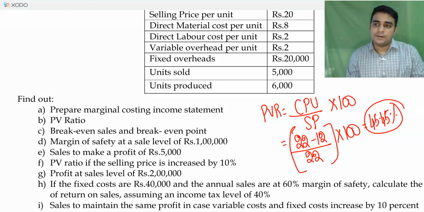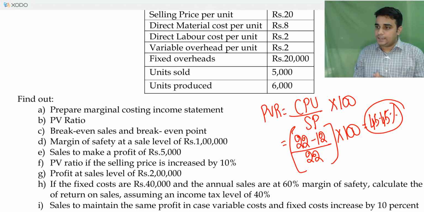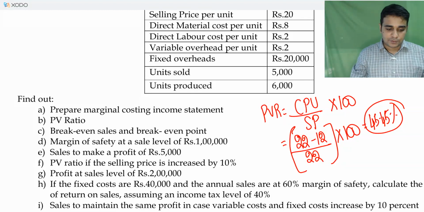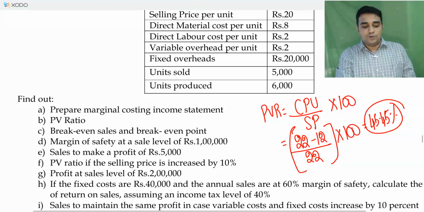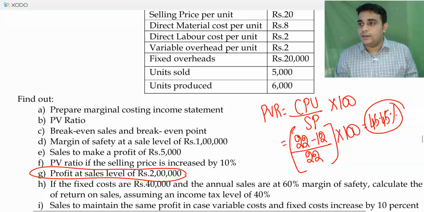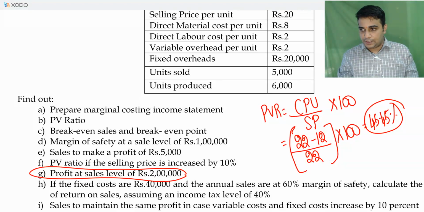Contribution per unit by selling price. Your selling price goes up by 10%, so 20 becomes 22. Variable cost, nothing has been given in the question, so remains same. 22 minus 12 divided by 22. Profit when sales is 2 lakh: you will have to go back as per the original scenario. The PVR and all will be as per the original scenario. Whenever you do any rework, it's always an extension of the original scenario.